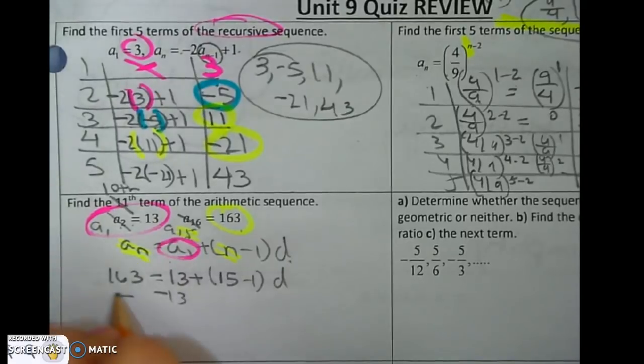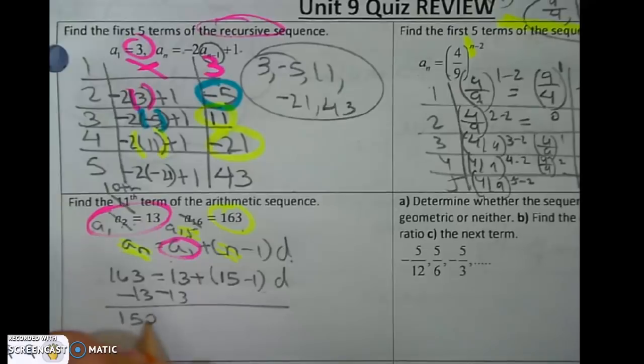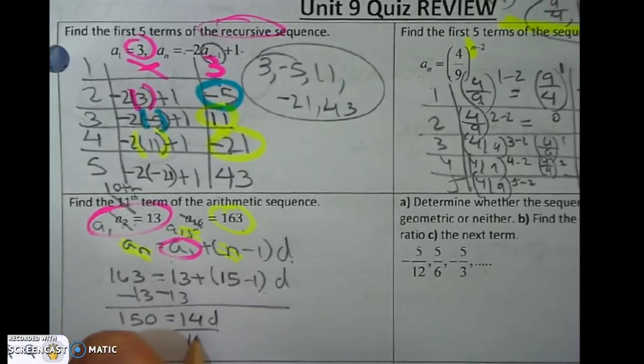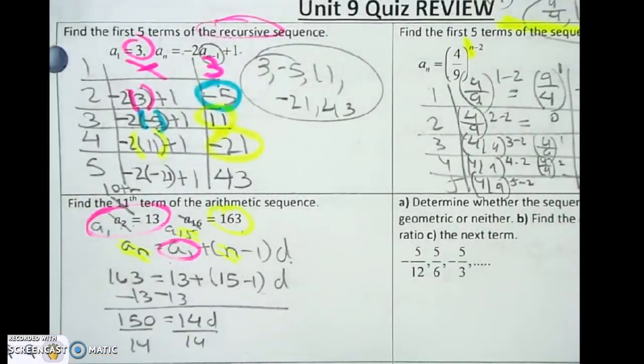So I'm going to subtract 13. And I'm going to go 15 minus 1, all in 1. 150 equals 14d. Divide by 14. I don't know what that is.